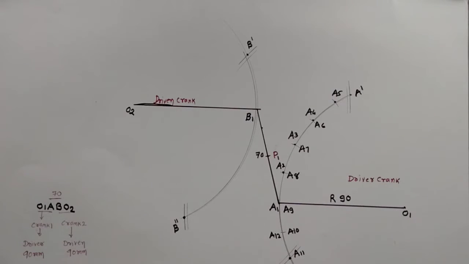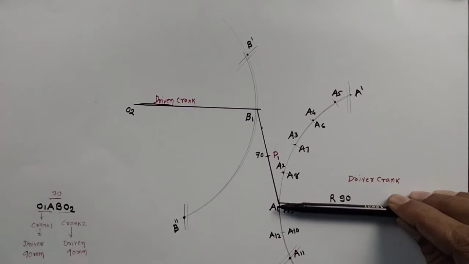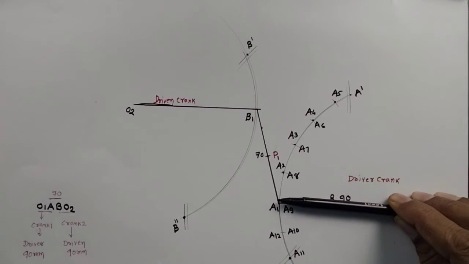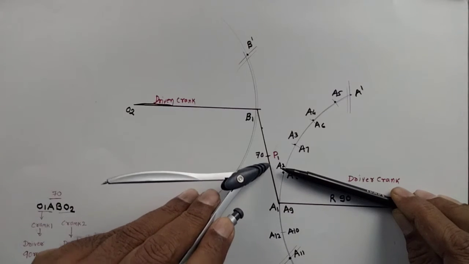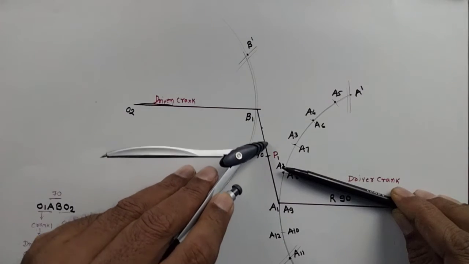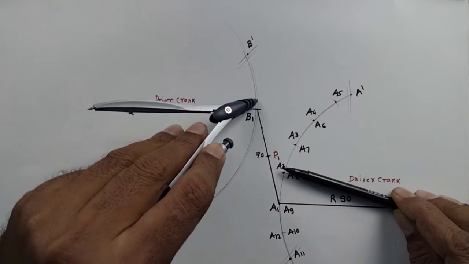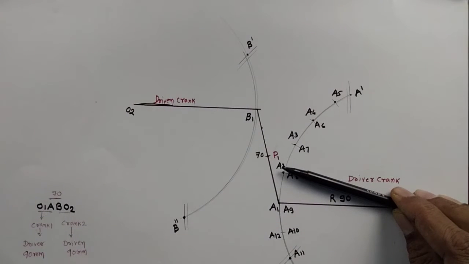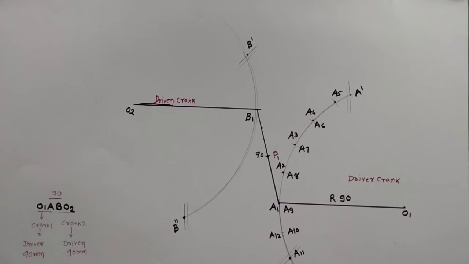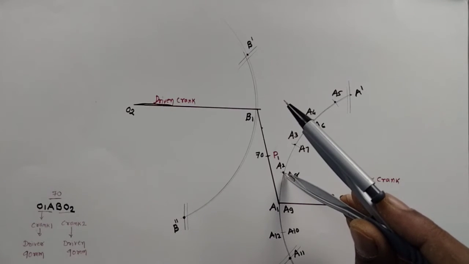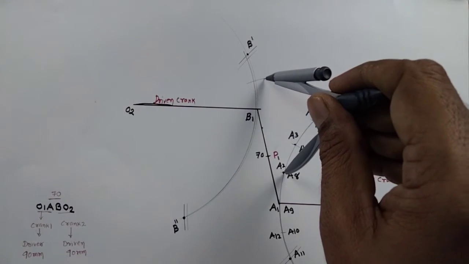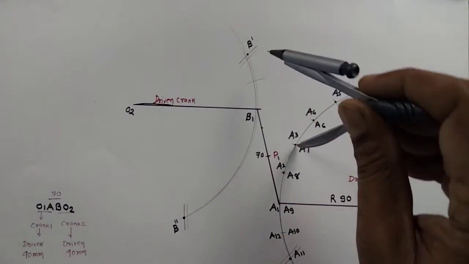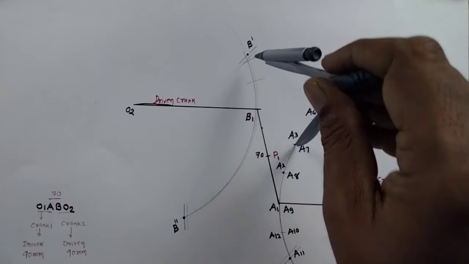Now understand here, if A1 O1 crank, driver crank, is moving in the upward direction and it applies the force on this connecting rod, your B point is moving in the upward direction. So that is a very important point. For each upward direction movement, we draw the arc in the upward direction. So I choose the A2 point as center and draw the arc in the upward direction. Similarly, with A3 point as center, I draw the arc in the upward direction.